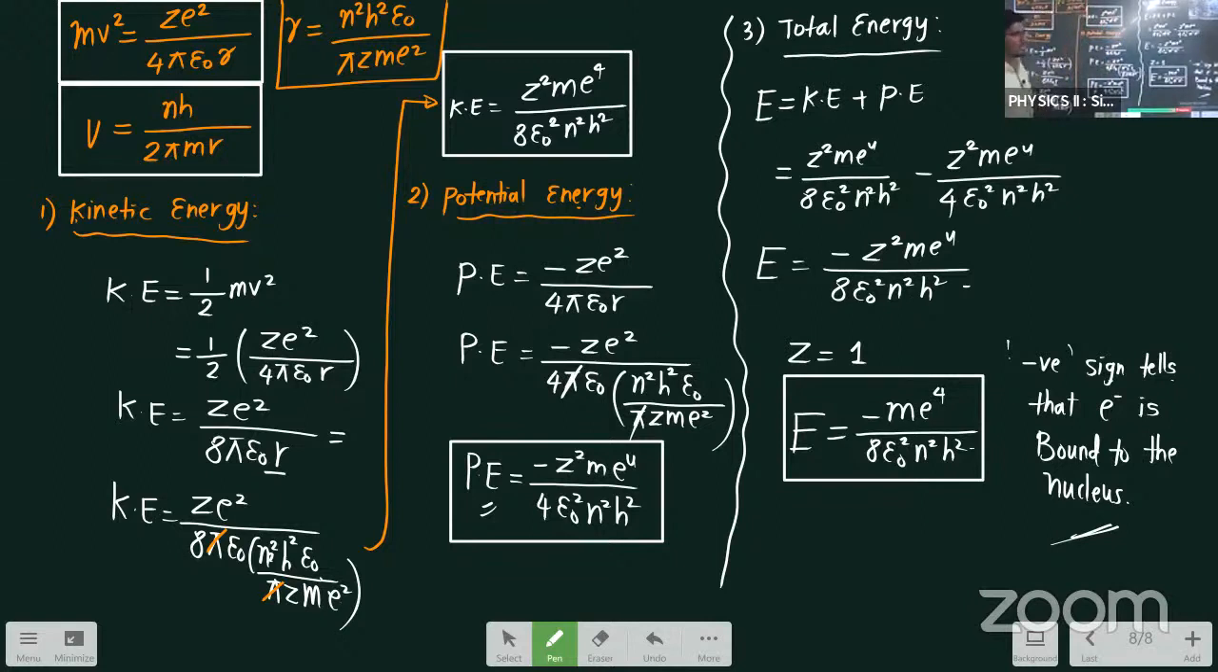So let us finish today's class here itself. Tomorrow we are going to discuss one more important question from atoms, that is the spectral series of the hydrogen atom. Once we are done with that, we will move on to the other chapter.